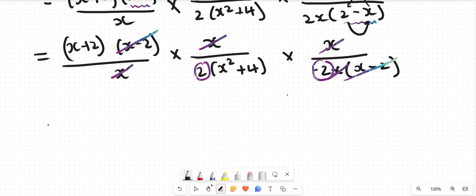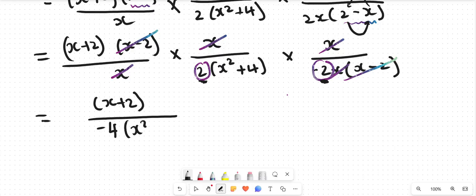So let's see what we get. We'll end up getting an x plus 2 at the top. At the bottom we'll have a 2 that is multiplying a negative 2, which is a negative 4, with that bracket that does not cancel with anything. And this here would therefore be our final answer.